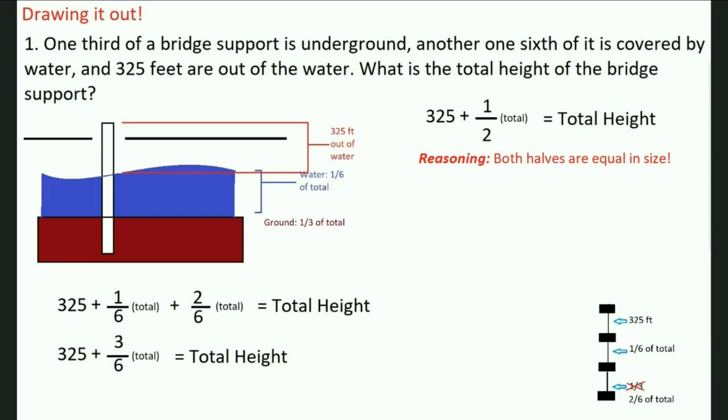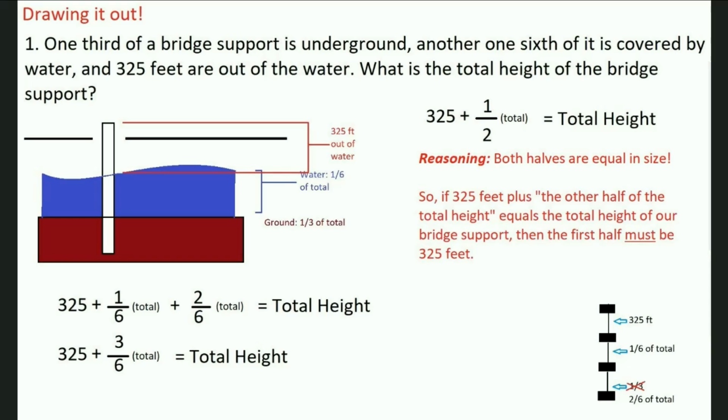If we know that 2/2 of a whole are the same size, and we know this from first grade and kindergarten, if you take an apple and divide it in half, 2/2 equal a whole, and if you split it right down the middle, both halves are the same size. If we accept that, then the next part of this should be a simple matter of thinking about it. If 325 feet plus quote unquote the other half of the total height equals the entire bridge support, then the first half has to be 325 feet.